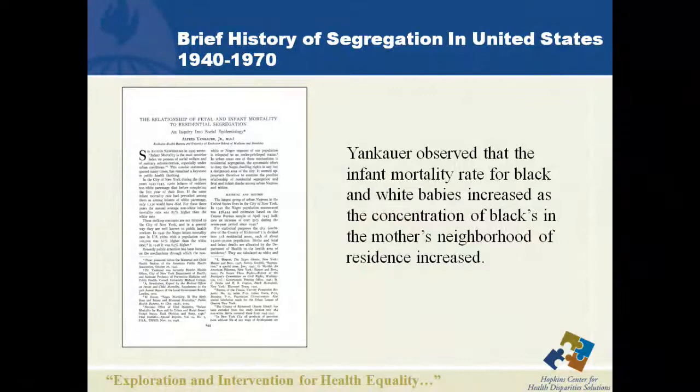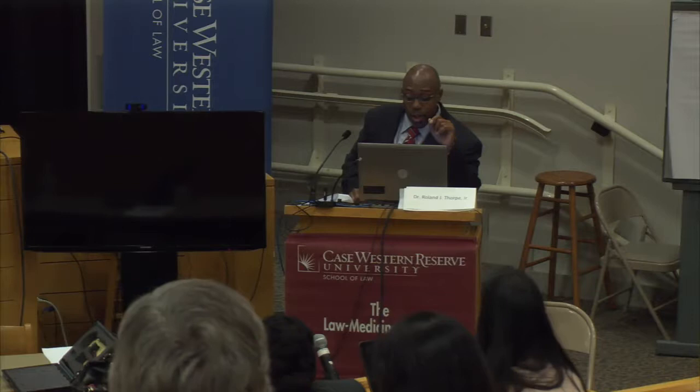This is the first study, in 1950, by Dr. Alfred Yankauer, who observed differences in infant mortality rates for Black and white babies in New York. He noticed that the infant mortality rate for Black and white babies increased as the concentration of Black people in the mother's neighborhood increased. This was purportedly the first time in public health that the notion of residential segregation and race had arisen.